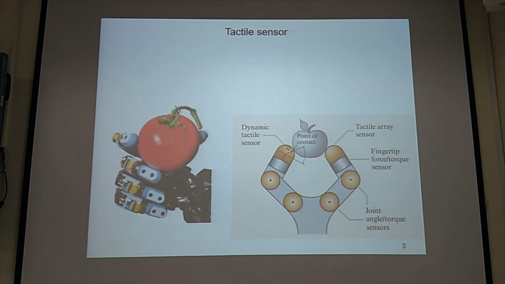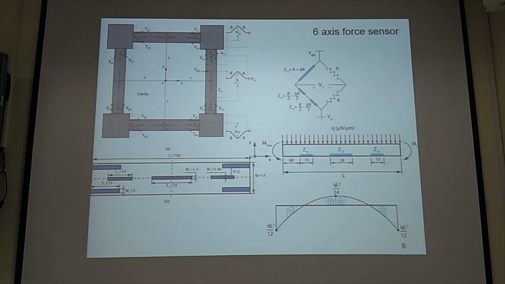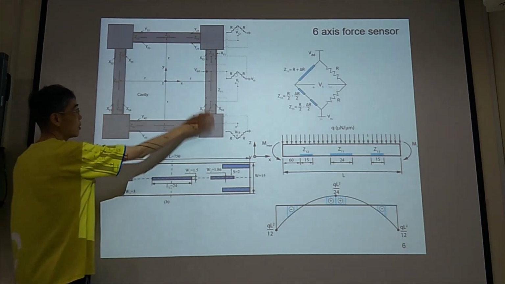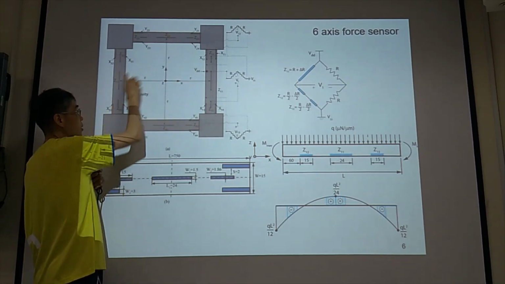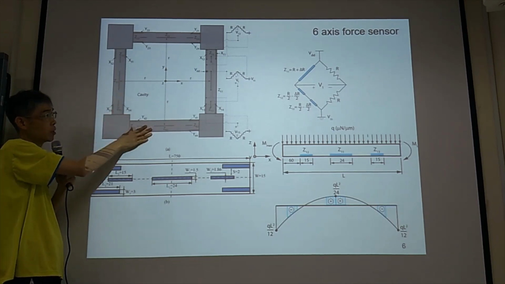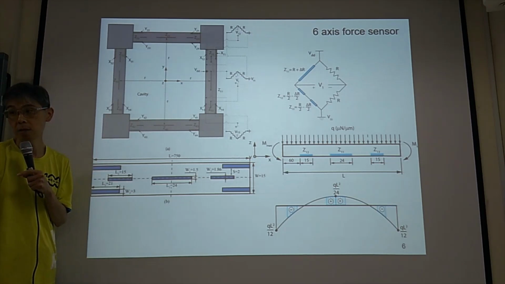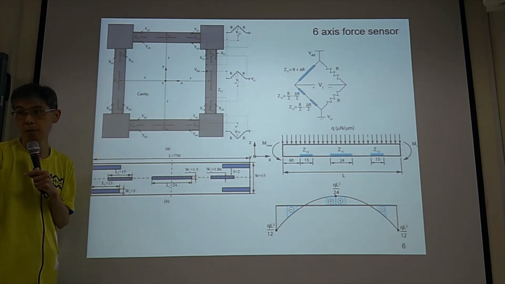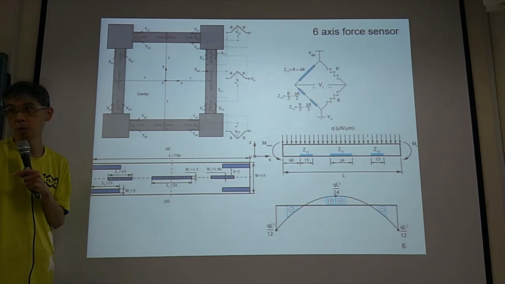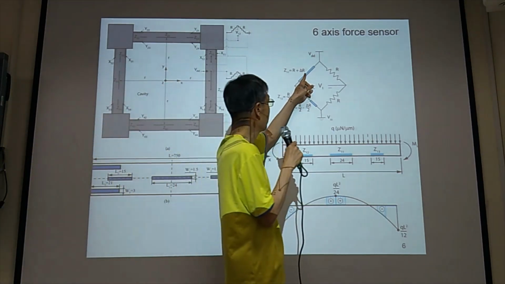So now we are going to go to the four sensors. Example, this one, we have 4 anchors. We have 4 sensing beams. And on each beam, we have a strain gauge. Strain gauge can turn mechanical deformation into voltage signal. So suppose this is a strain gauge.